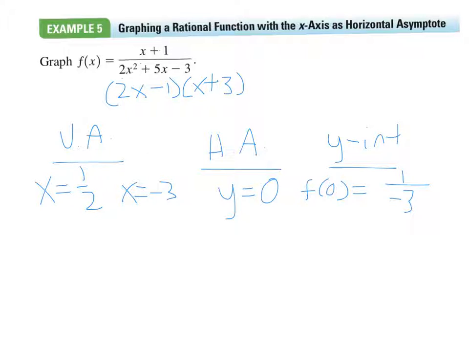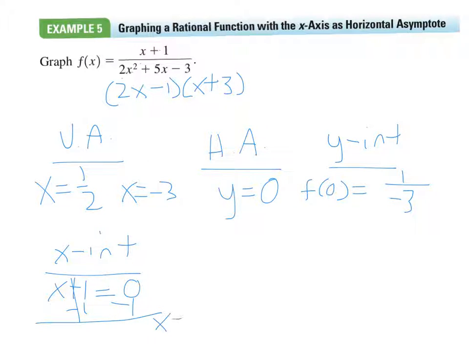Now we need to find the x-intercept, where it crosses the x-axis. Remember, the x-intercept is found by taking the numerator and set it equal to 0, and then solve for x. So that tells you that x is equal to -1, so it crosses the x-axis at the point -1, 0. Now part 5 says determine if it crosses its non-vertical asymptote. Since its non-vertical asymptote, which is the horizontal asymptote, is just the x-axis, we know it crosses the horizontal asymptote at -1, 0.